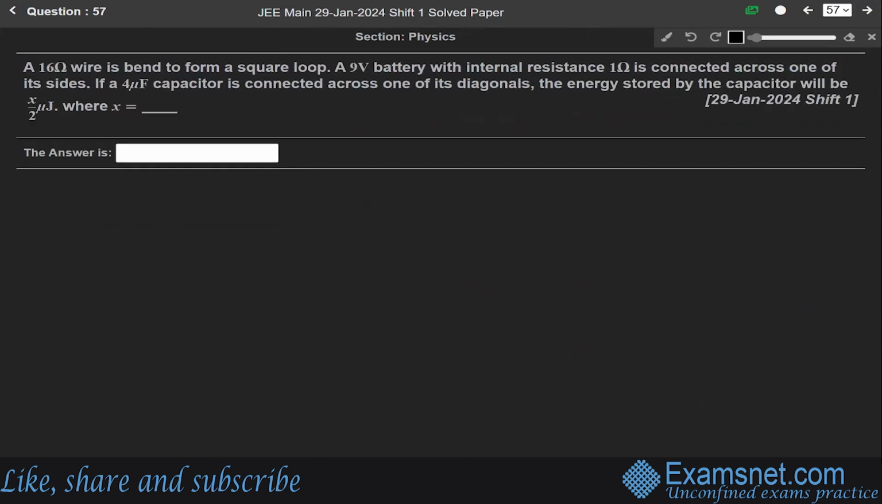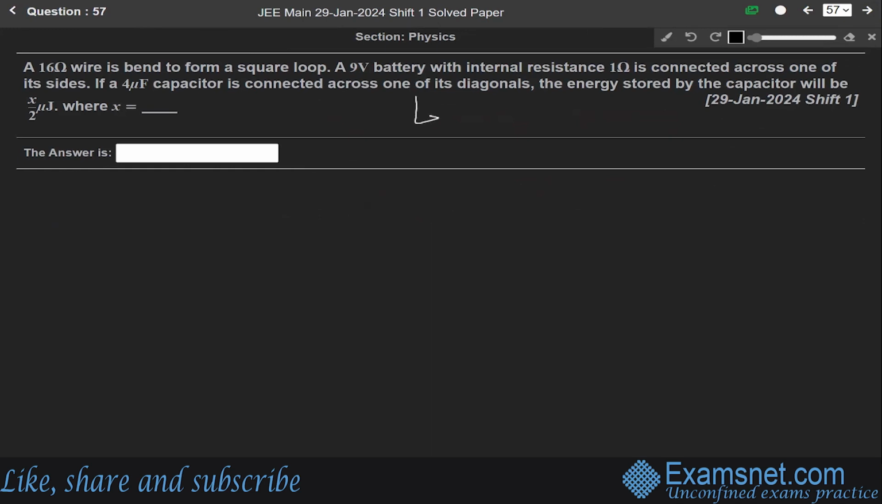Now next question, question number 57. A 16 ohm wire is bent to form a square loop. A 9-volt battery with internal resistance 1 ohm is connected across one of its sides. If a 4 microfarad capacitor is connected across one of its diagonals, the energy stored by the capacitor will be x by 2 microjoule. We have to find the value of x.